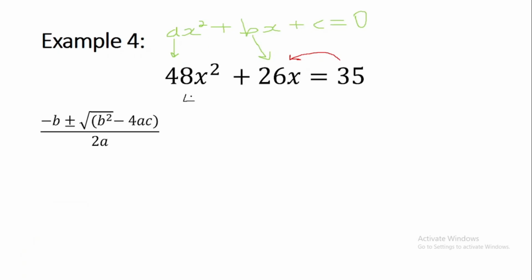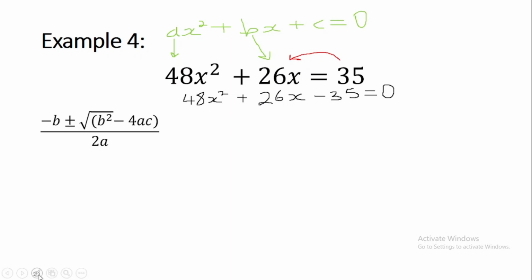So we're going to have our 48x squared plus 26x, and because we moved over 35, that's going to be minus 35. All of that now will be equal to 0. After doing that, you realize that we definitely now have it in the correct format, where we have our x squared term, our x term, and our constant, all equal to 0.